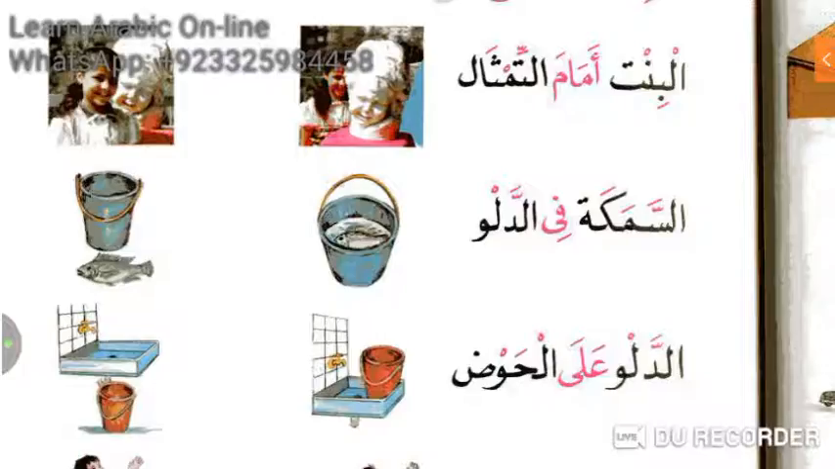Aldalwu ala alhawdi. So Aldalwu means bucket, ala means on, alhawdi means sink. So the bucket is on the sink.